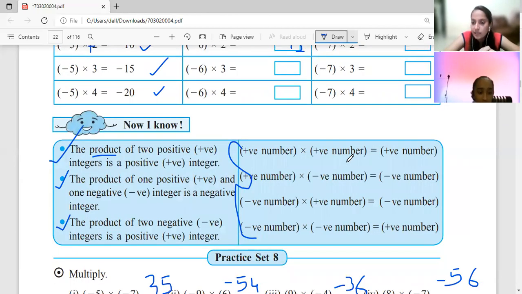You understood it clearly? Yes. पक्का पक्का? Okay. Acha. So we'll continue with the division part in the next lecture.